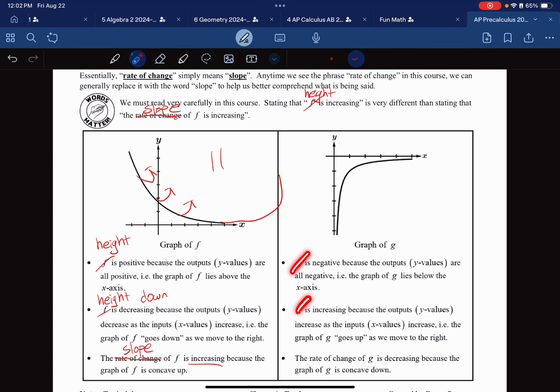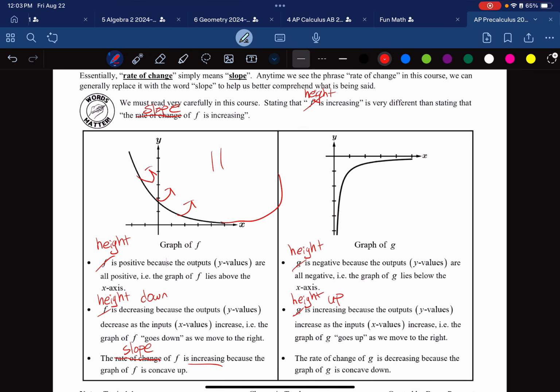G, every single time you see a letter, just swap that out for the word height. The height is negative because we're underneath the x-axis. Below the x-axis. G, okay, I see a letter, I'm going to cross it off and change it to the word height. The height is increasing. Increasing means you're going up. Well, look at this. The height was here, here, here, here. The height is indeed going up. The height is increasing.